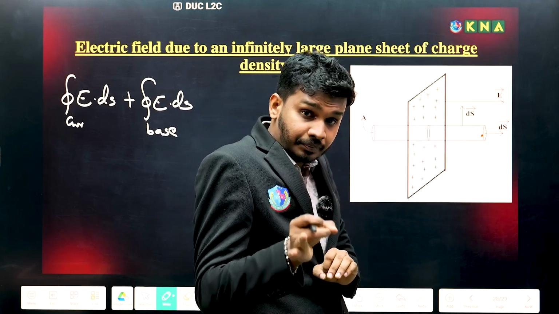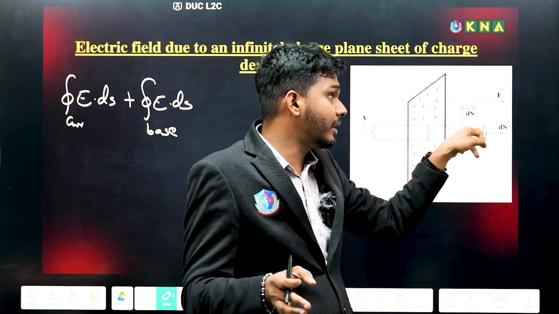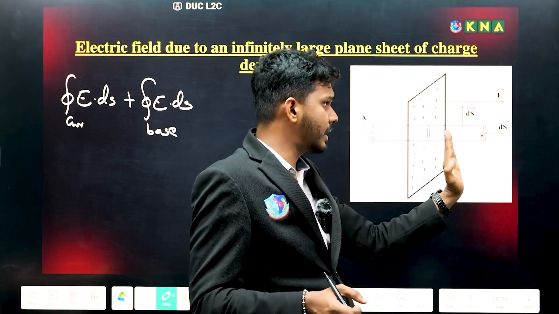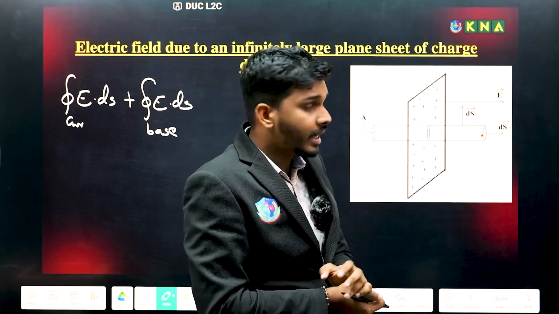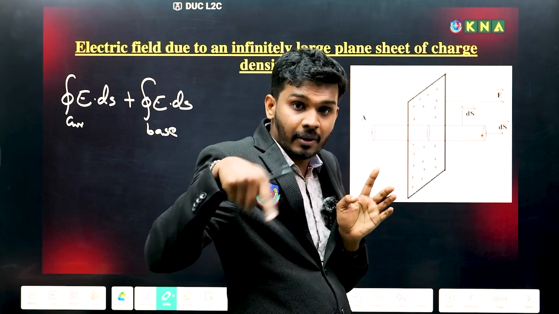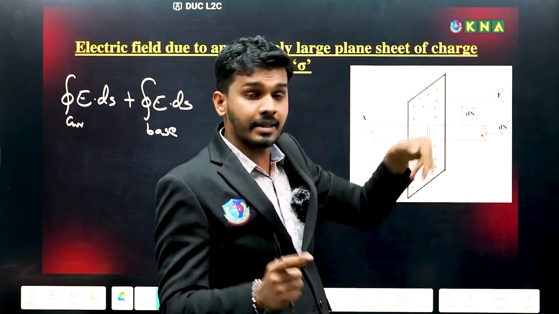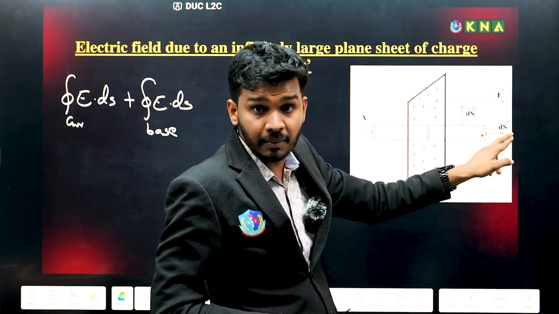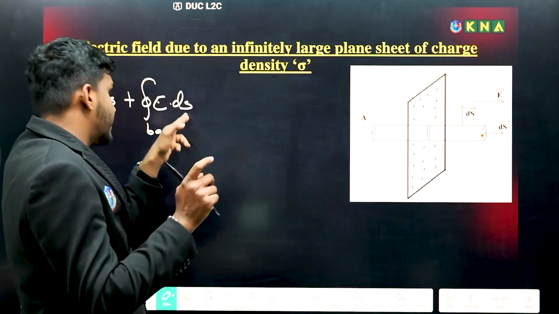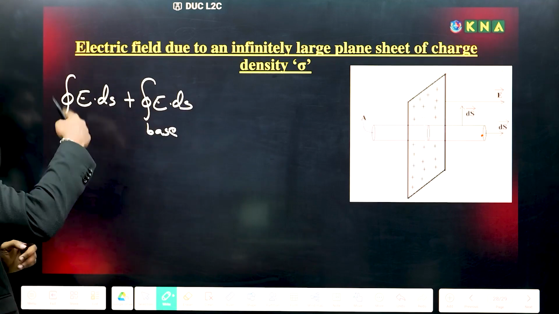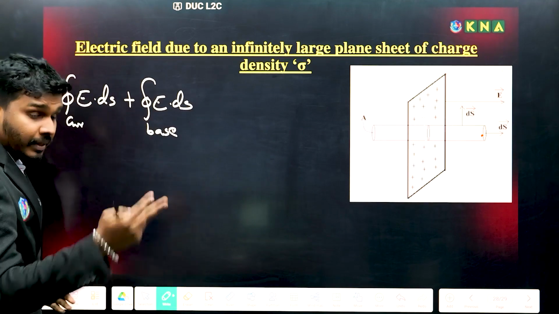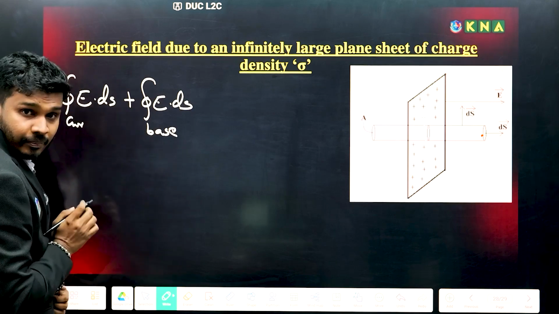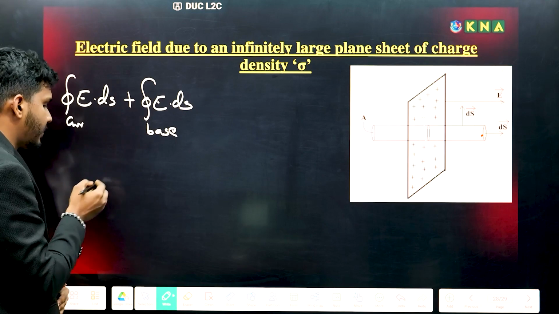The electric field and dS are in the same direction for the base, because dS is perpendicular to the surface. So the angle between E and dS for the base surface is 0 degrees, and for the curved surface it is 90 degrees. With a 90 degree angle, cos 90 is 0. So E·dS for the curved surface is 0.